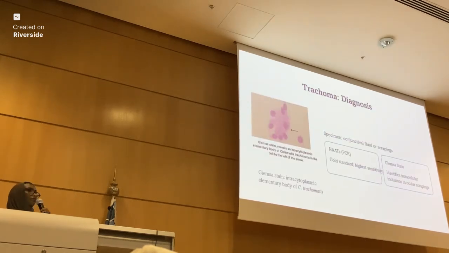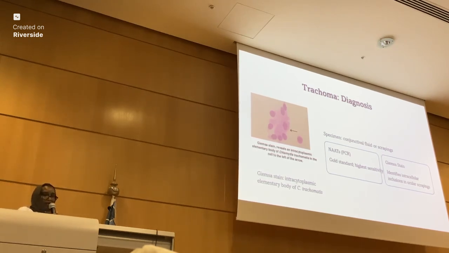For diagnosis, as I mentioned before, you use Giemsa stain, and Giemsa will give you clear identification of the intracytoplasmic elementary bodies of Chlamydia trachomatis, which is a clear diagnosis.